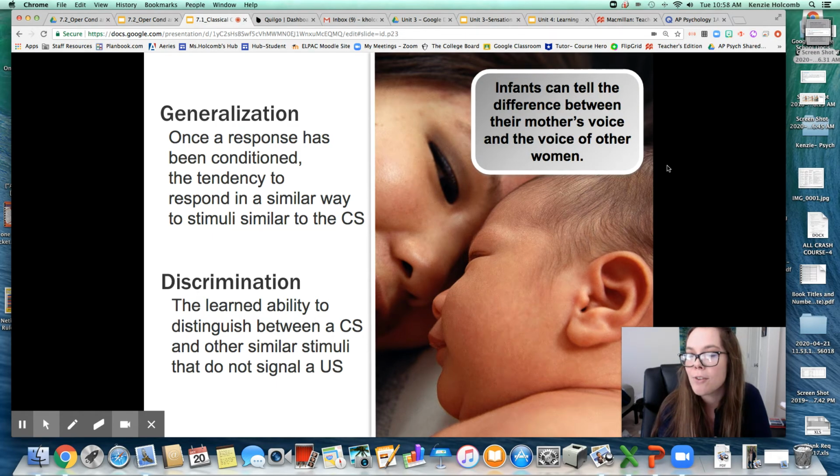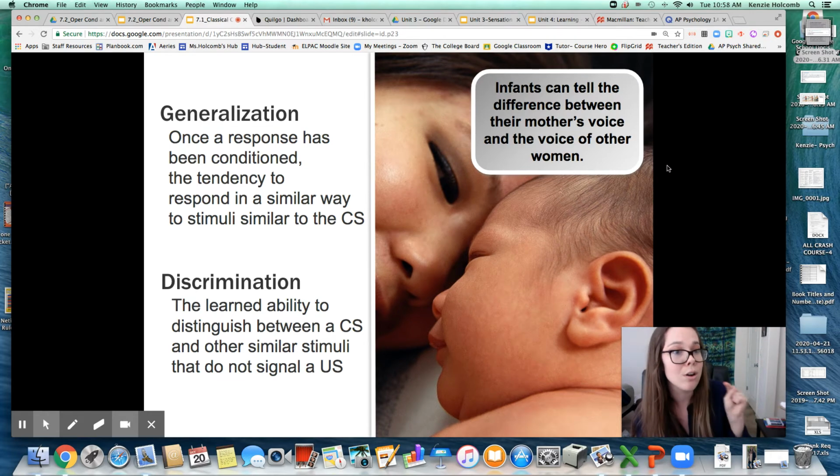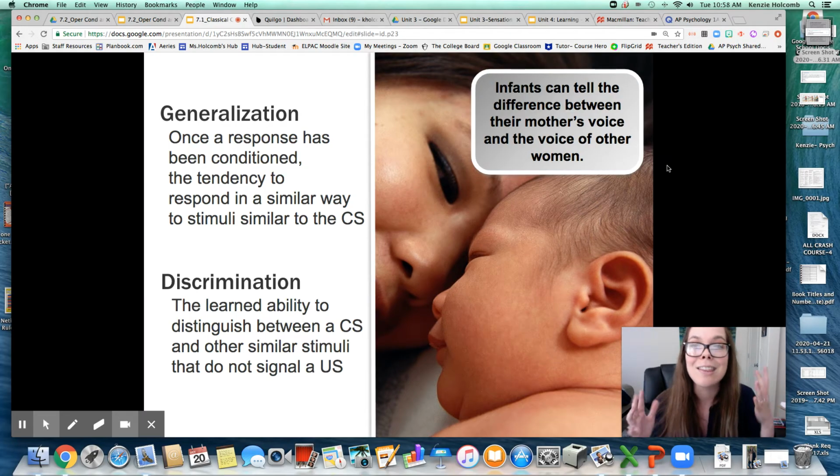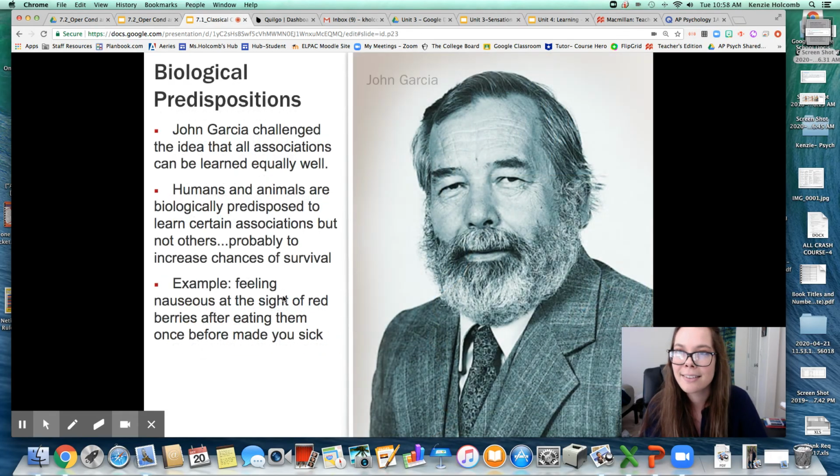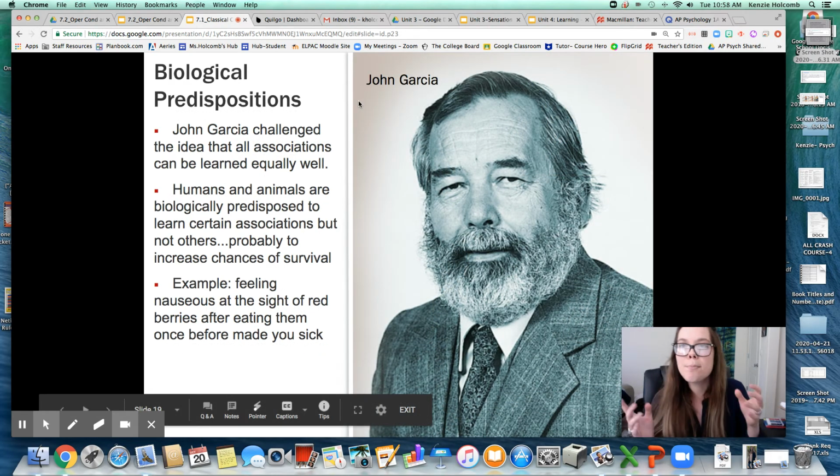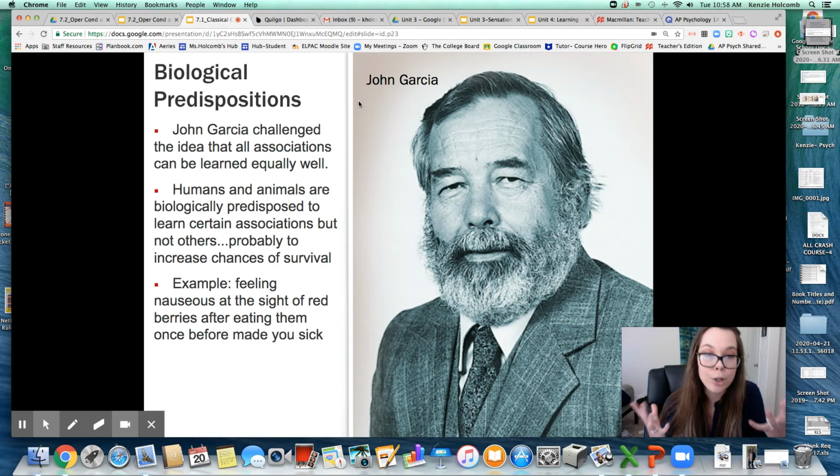So if Pavlov's dogs were discriminating, they would not respond to a microwave beep the same way as a bell, right? But if they did, they would be generalizing the sounds, okay? All right. Again, we do have some biological predispositions when we think of learning.